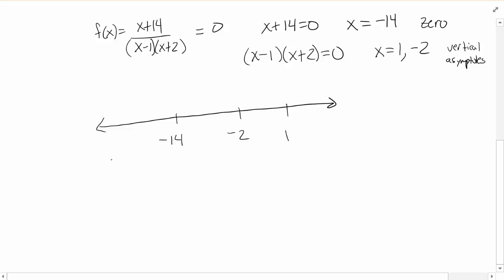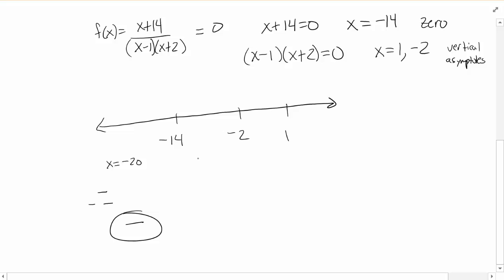So I'm going to pick my favorite number to the left of negative 14. I'll go with negative 20. And again, all I care about is the sign. So I'm going to plug this into f of x, and since I have it already all factored out, I'm going to look at the factors of it. If you plug in negative 20 for x, negative 20 plus 14 is negative. And then I have negative 20 minus 1, that's negative, and negative 20 plus 2, that's negative. So overall, I'm going to be negative in there.